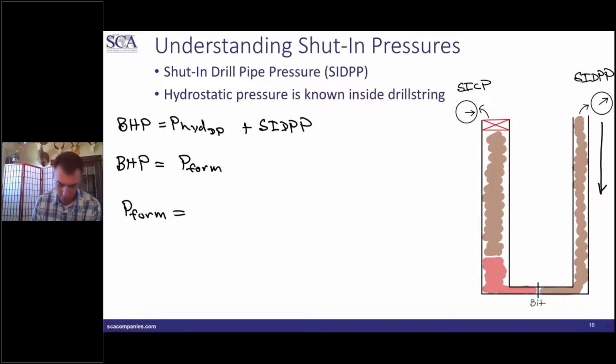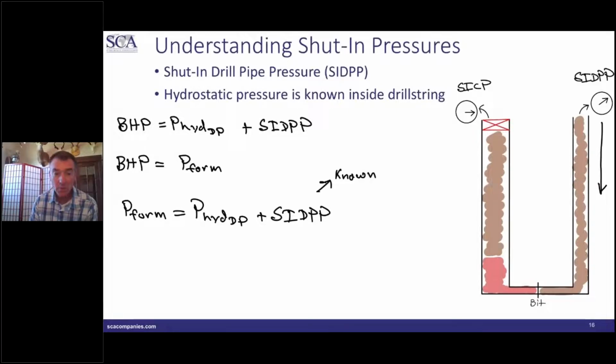Okay, so with this, we can use this to find the kill weight mud, because now we have P form is equal to P hyd on my drill pipe side plus my shut-in drill pipe pressure. And the shut-in drill pipe pressure is known. This is known because we knew what mud weight we were drilling with. At least we should. This is why we need to be taking a mud weight all the time. And we can use this to find the kill weight mud.